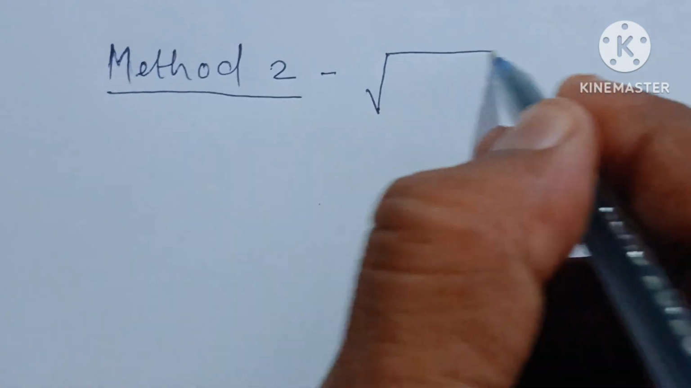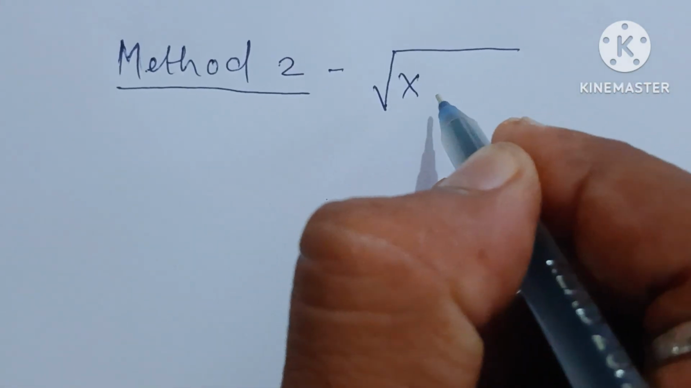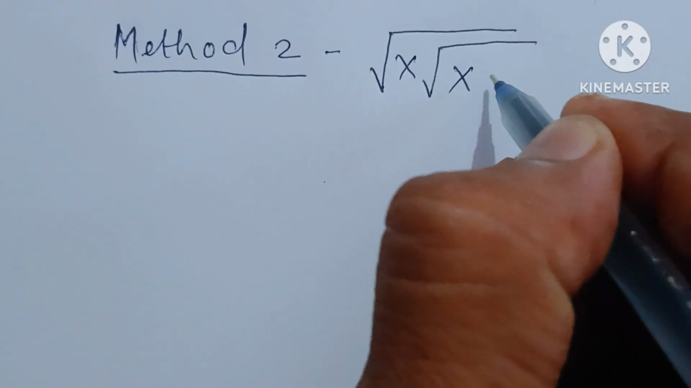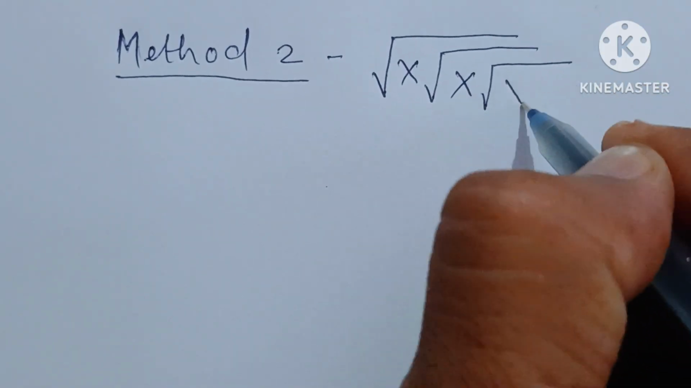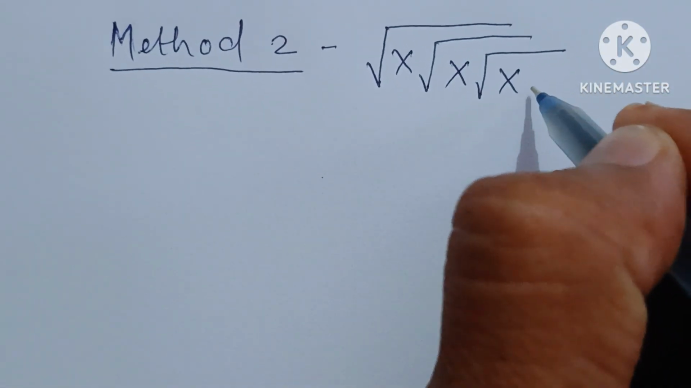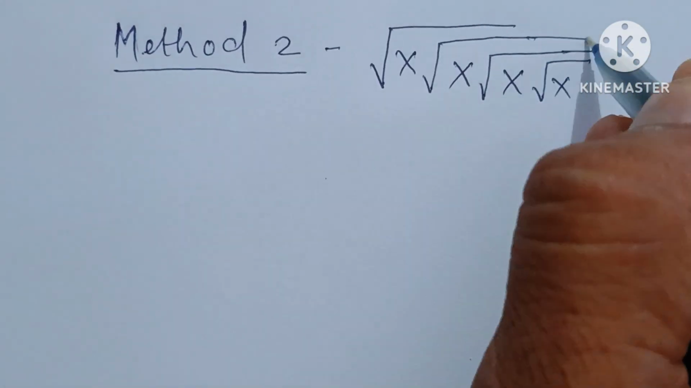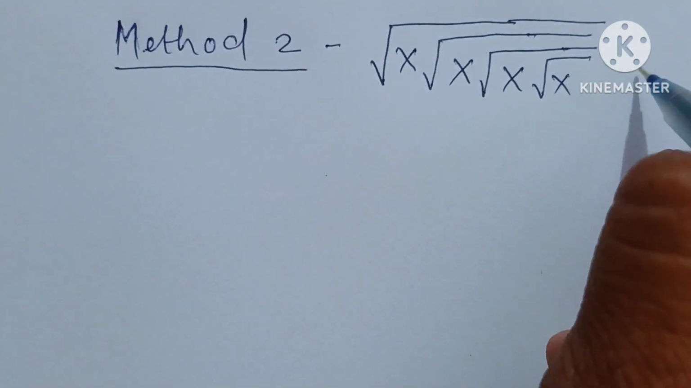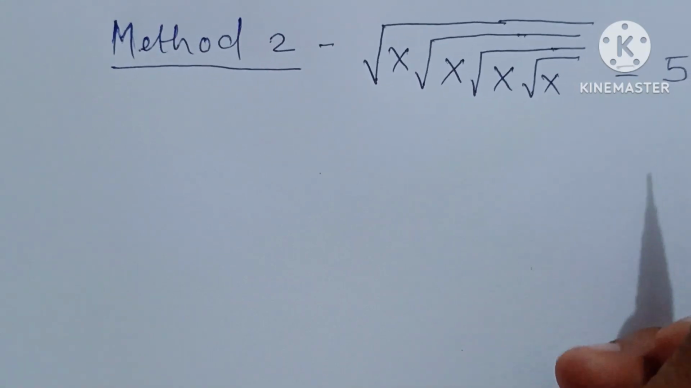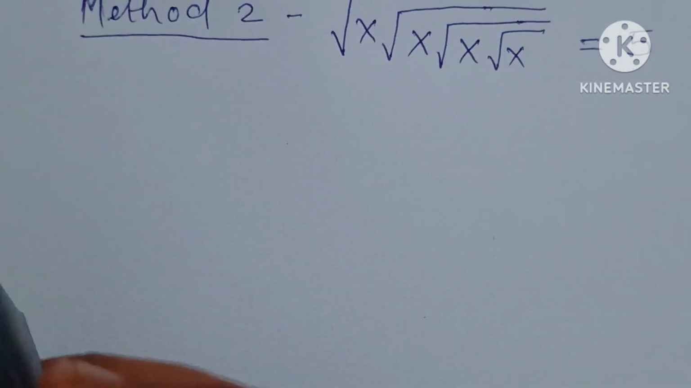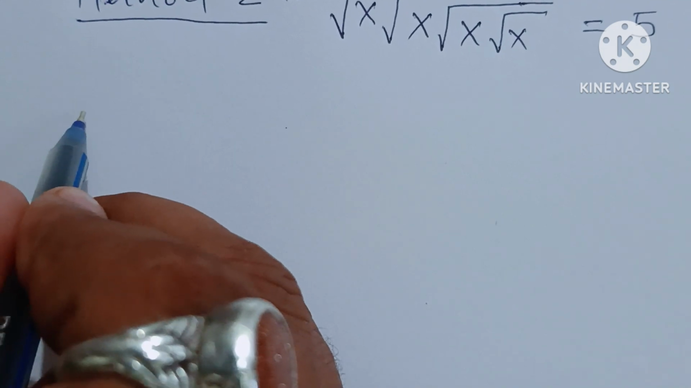Under root x, under root x, under root x, under root x is equal to 5. Now see how we can find this.